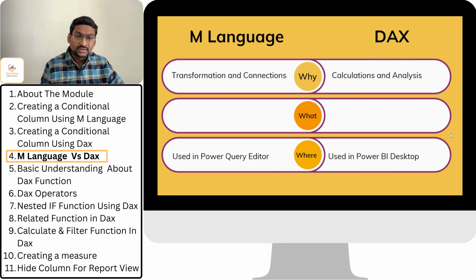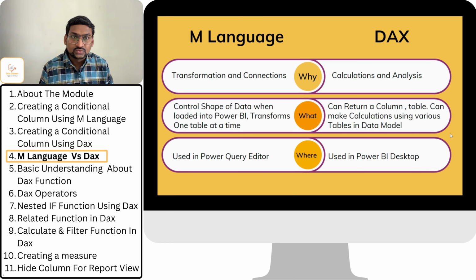But when the data layer is ready, we have already created our data. Now we have to do some calculations out of that table. Then DAX will come into the picture. So DAX functions are basically used for analysis and calculations, while the M language is used for transformations and connections. Right?